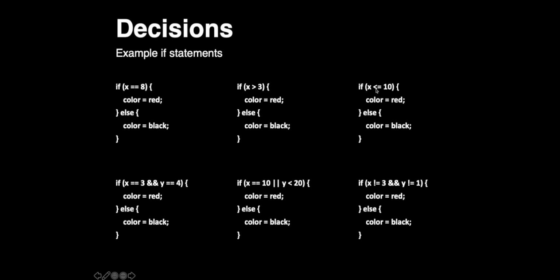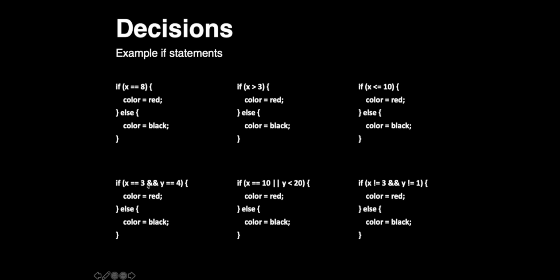If x is less than or equal to 10, then it's going to be red, else black. So if x equals 10, it's a true statement because x is less than or equal to 10. So that's true, it's going to be red. If x is 3, then it's going to be red as well because 3 is less than 10. If x is 20, it's going to be false because 20 is not less than or equal to 10, and it will be black.